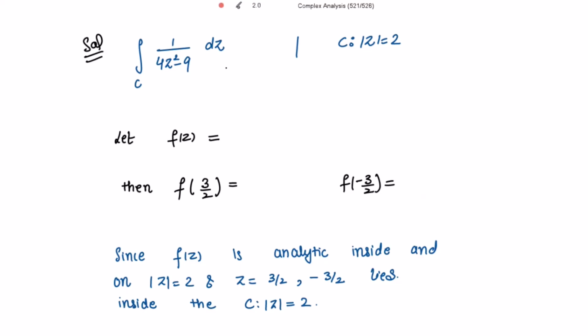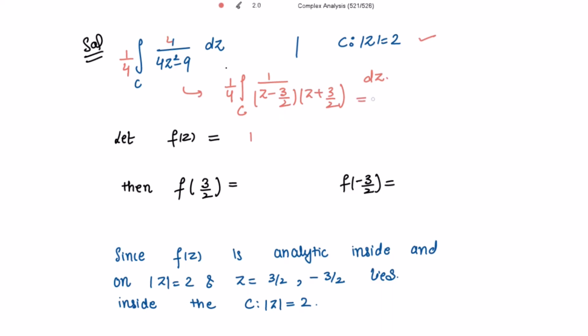So this is the given integral over this circle. We can write this integral further as, let me first multiply and divide with 4. So we write here 1/4 times the integral of 1 divided by (z - 3/2)(z + 3/2) dz. Function f(z) we have taken to be 1, right?